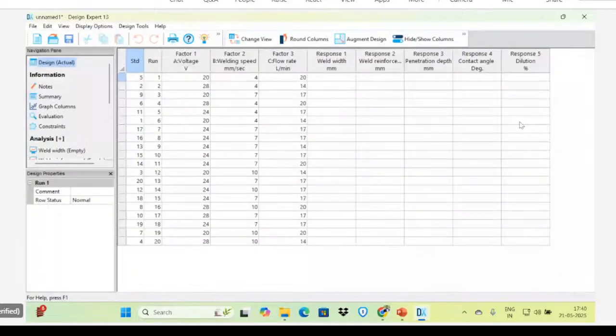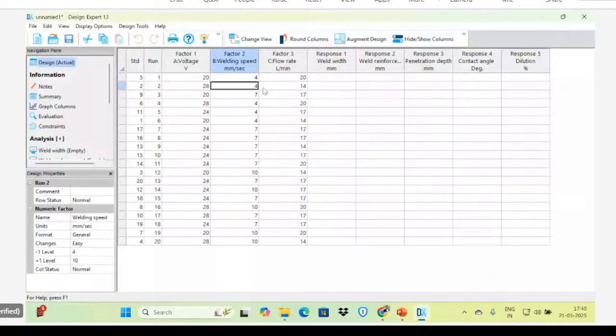So now we have to run the machine, and we have to select the combination: 20 volts, 4 mm welding speed, and 20 liters per minute flow rate. This combination we have to do first. This is the run pattern. First run we do this combination, then the second bead we make this, then the third combination, then the fourth, like this we have to do. And after making all the 20 beads, Manish has already shown you how to make the beads.